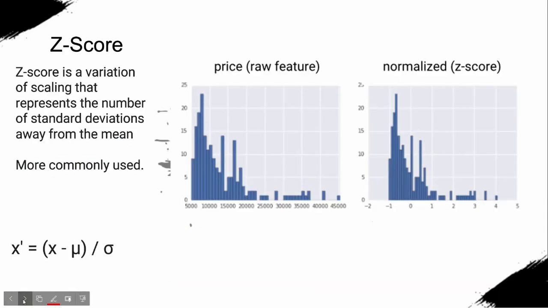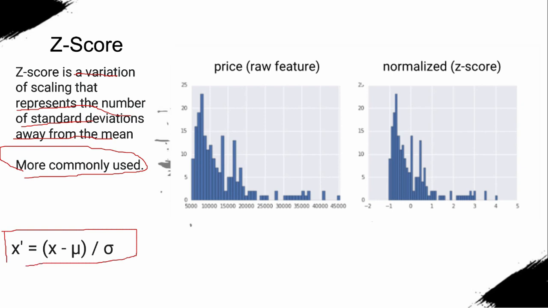Let's move on to something known as Z-score. The Z-score is the most commonly used normalizer. Now, the Z-score is a variation of scaling that represents how many standard deviations a value is away from the mean, and the formula is given by x minus nu, divided by sigma, where nu is the mean and sigma is the standard deviation.